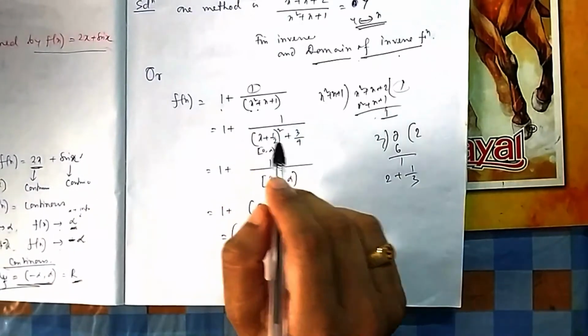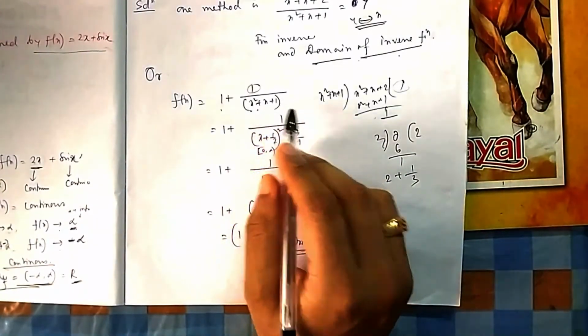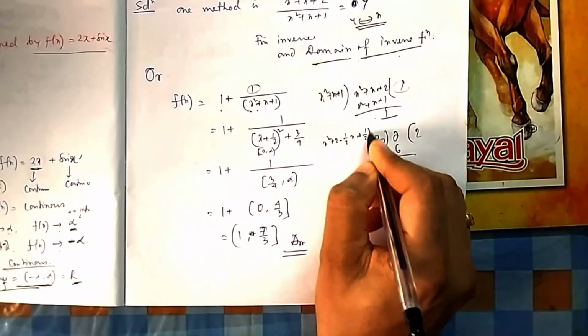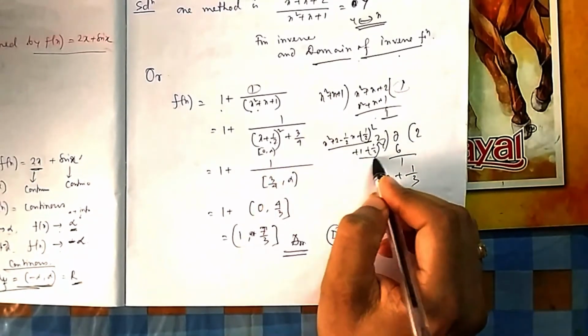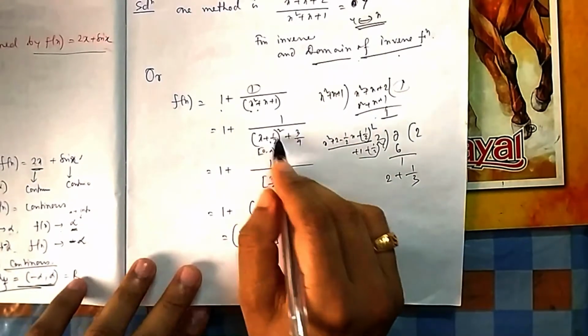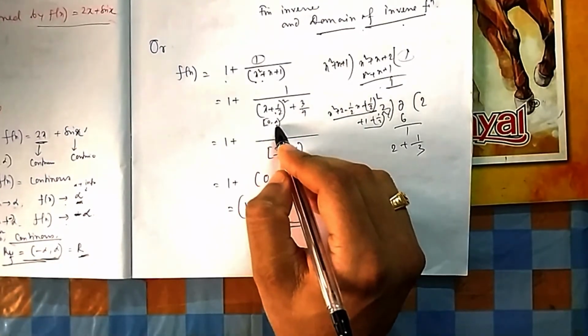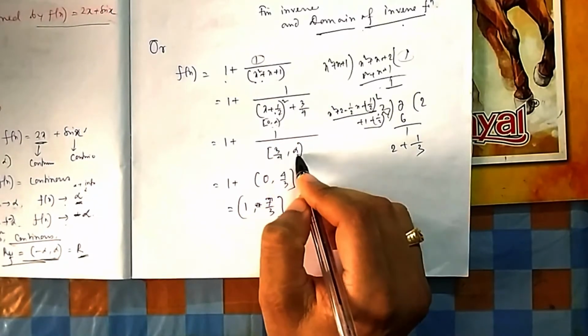Now make this one a perfect square. To make it a perfect square, x squared plus 2 into half into x, plus half squared, and 1 minus half squared. This will give you (x plus half) whole squared plus 3 by 4. So what is the range of this function? If you have a square, it will always be 0 to infinity. If you add 3 by 4, it is 3 by 4 to infinity.